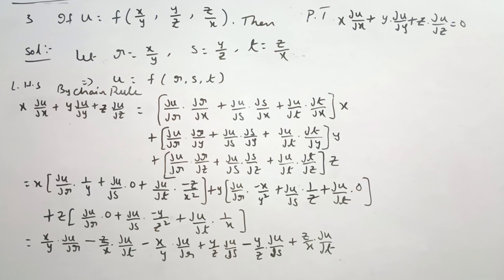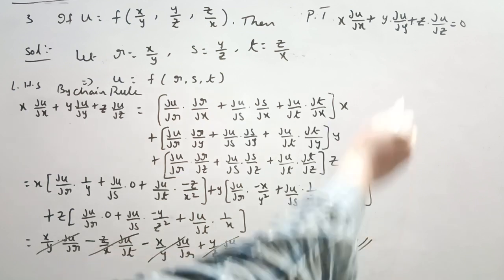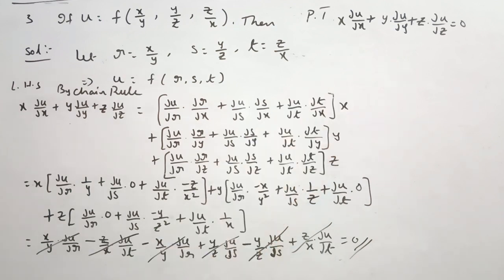Now see here, any cancellations? x by y ∂u/∂r minus x by y ∂u/∂r get cancelled. Very good. y by z ∂u/∂s minus y by z ∂u/∂s get cancelled. Minus z by x ∂u/∂t plus z by x ∂u/∂t is cancelled. So what is the answer? 0. So that is equal to RHS.